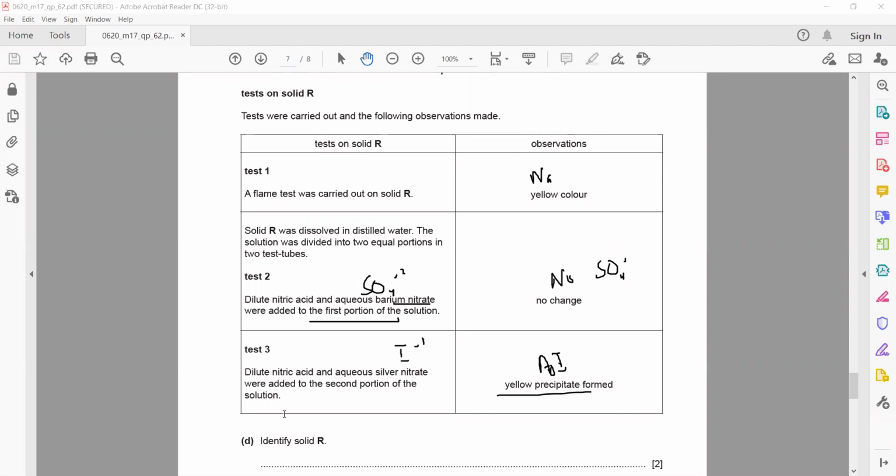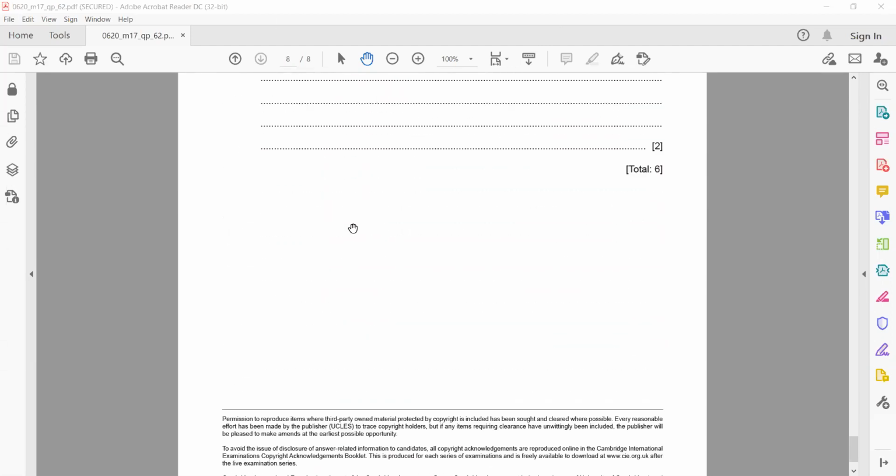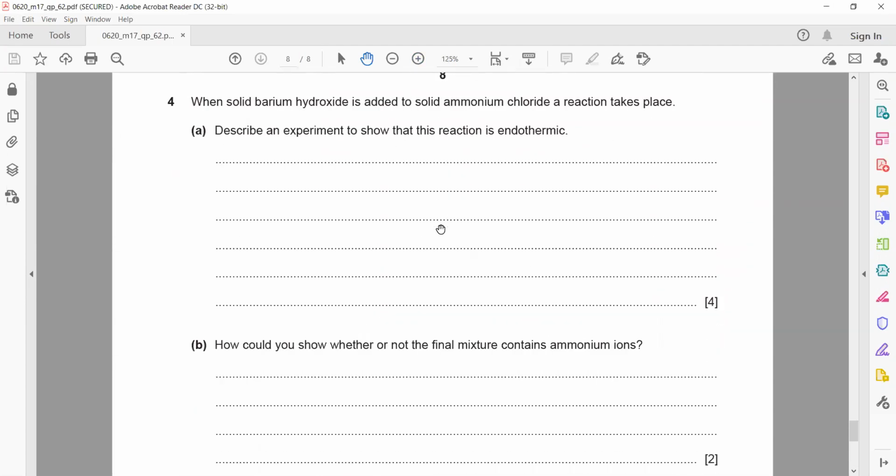So if we want to show that an endothermic reaction is taking place, there is a temperature change. In an endothermic reaction, the surrounding temperature will decrease. Surrounding here refers to the temperature of the mixture. So we need a thermometer for this. And we have solid barium hydroxide added to a solid, and a reaction takes place.